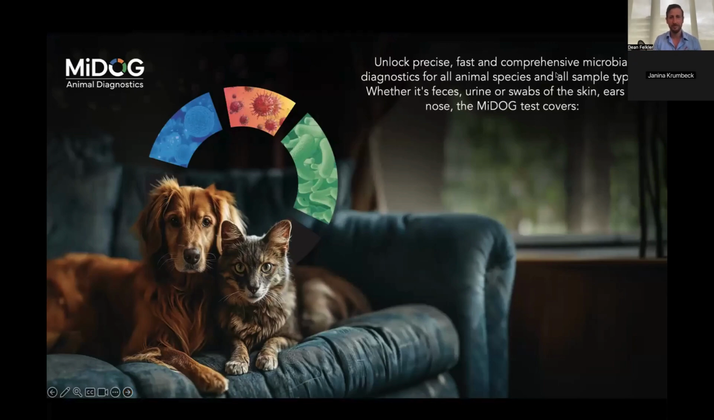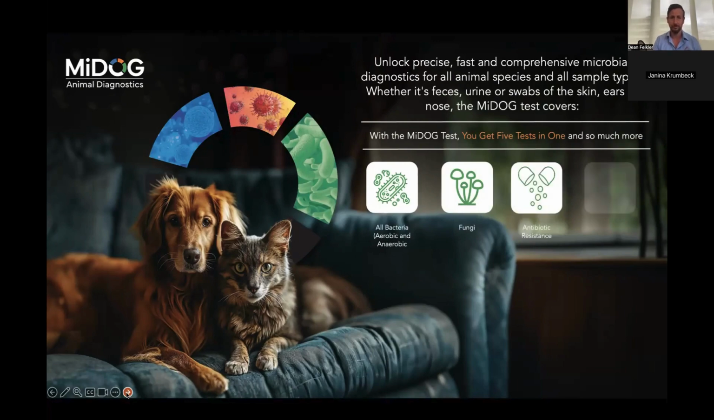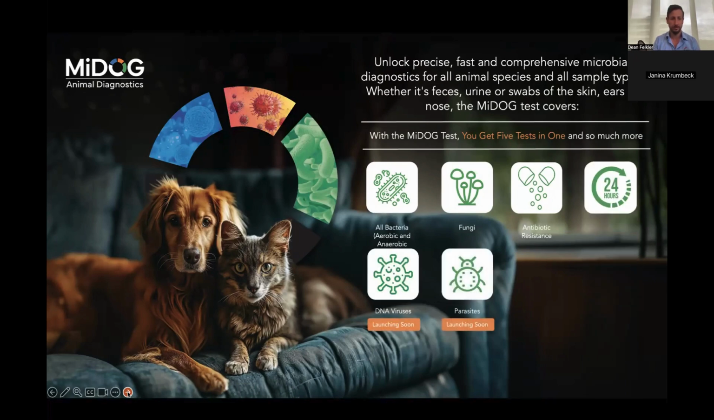At this time, with the MiDOG test, we can test for all aerobic and anaerobic bacteria and all fungi, because we use very conserved regions of their genome. It literally is like looking for a human thumbprint. We all have one, but it's specific enough to identify individuals. So we use a similar approach to identify all these microbes.